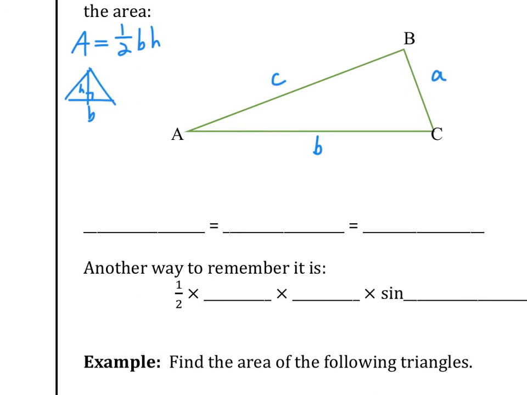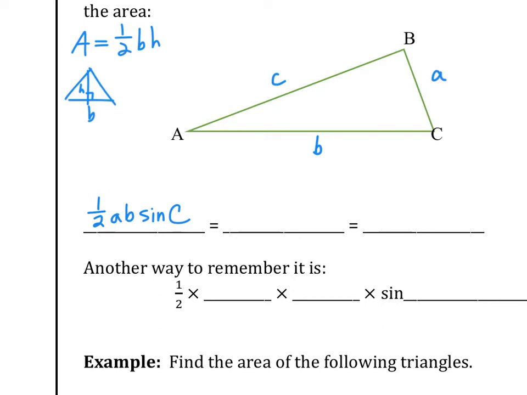If they give you 3 sides and some kind of angle, you're going to remember it's always 1/2, 2 sides, and sine of the angle in between. 1/2, 2 sides, and sine, please use sine, don't use cosine, of the angle in between. So you end up using A, B, and C in the area. Okay, so keep that in mind.